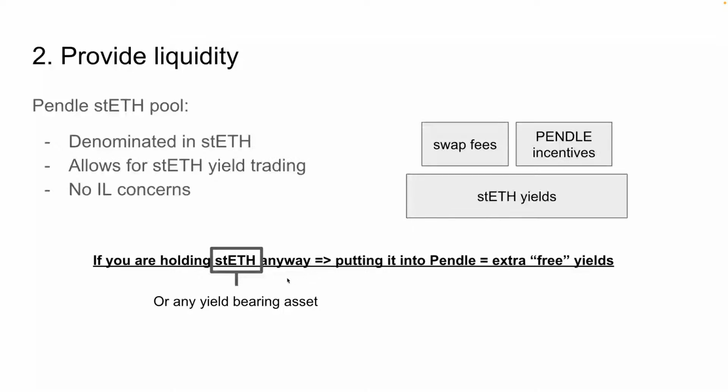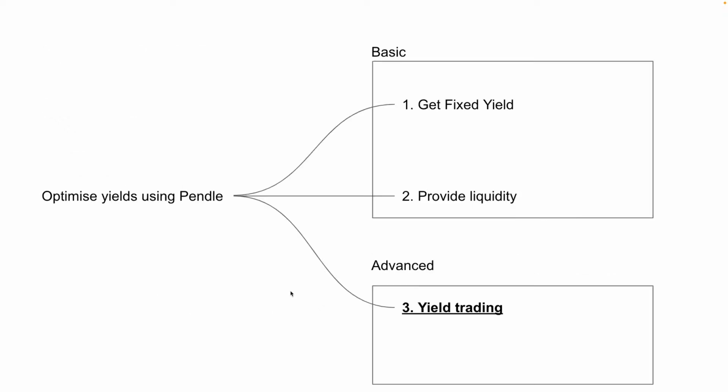In general, it can also be generalized to other yield-bearing assets supported in Pendle. So if you are already holding some yield-bearing assets, putting them into Pendle will just give you extra yield. And so in a way, you have managed to optimize for more yield by providing liquidity into Pendle. So yeah, those are the two basic ways to optimize yield using Pendle.